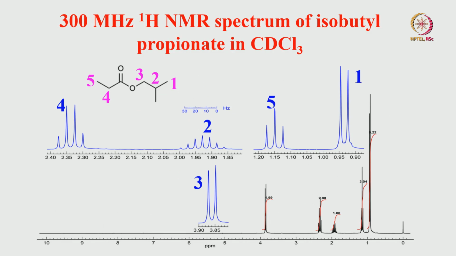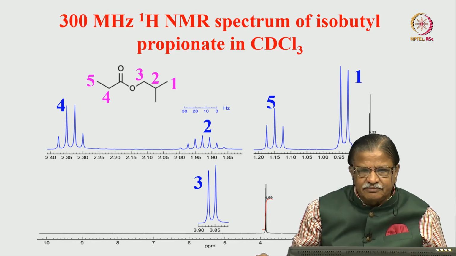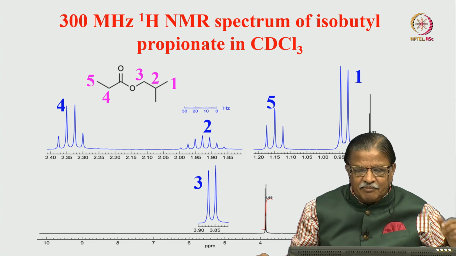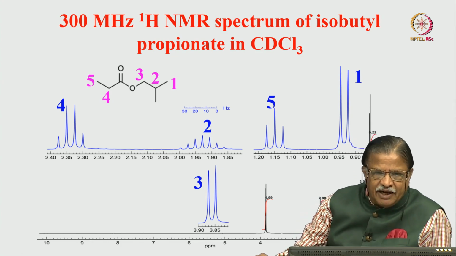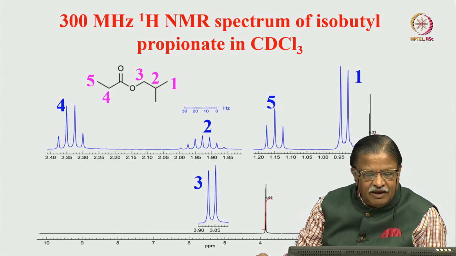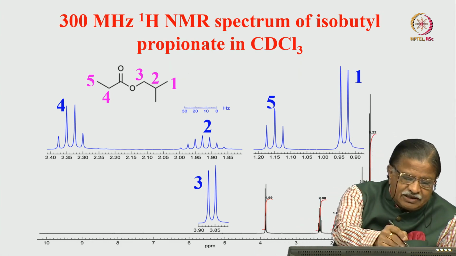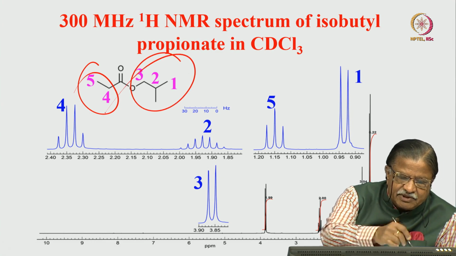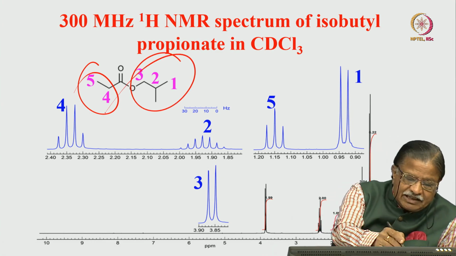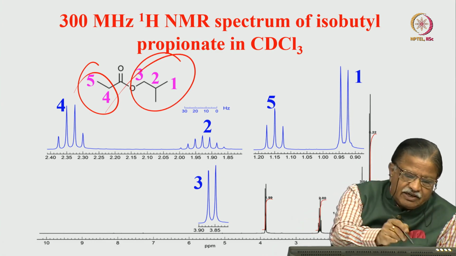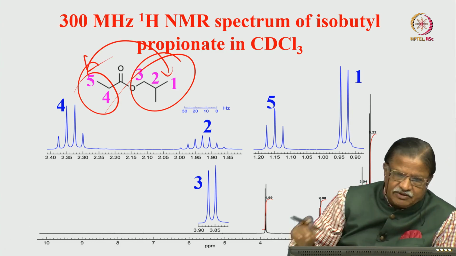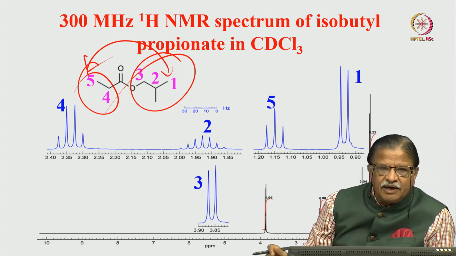We will go to the next molecule, a bit complex, appears simple but complex. How do you do that? This is a simple molecule, isobutyl propionate in chloroform. Interestingly, you have to see there are two groups of protons here. This is one coupled spin system, this is another coupled spin system. In between there is a C double bond O. As a consequence, there is no interaction between this group and this group, they are very well separated.